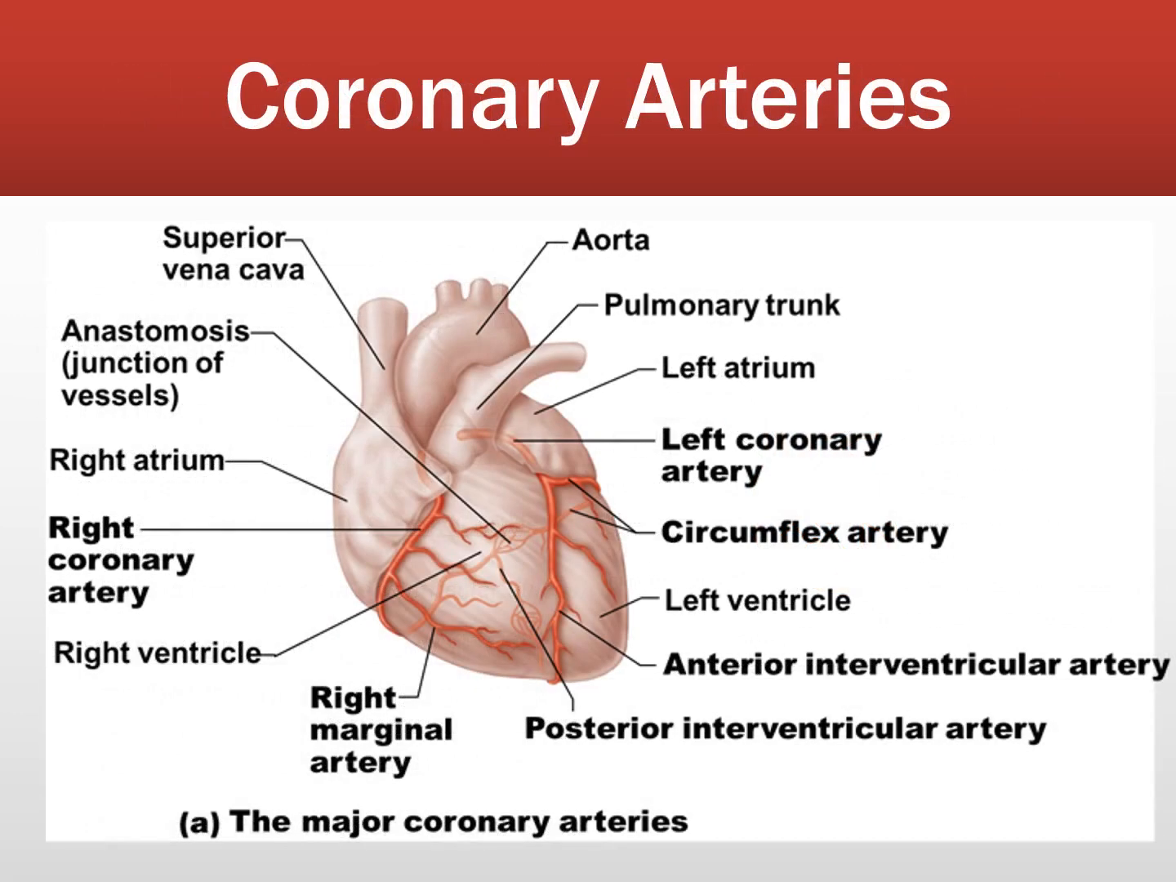So here's just a blow-up picture of what we were just talking about. Left coronary artery coming off, circumflex artery going around, and then that anterior interventricular artery. Then the right coronary artery going around, giving off that right marginal branch, then going back to that posterior interventricular artery.